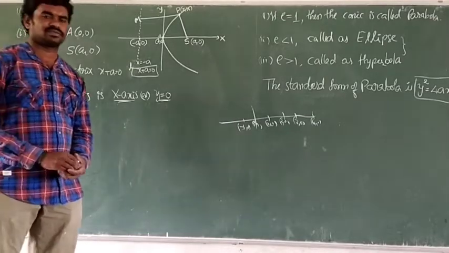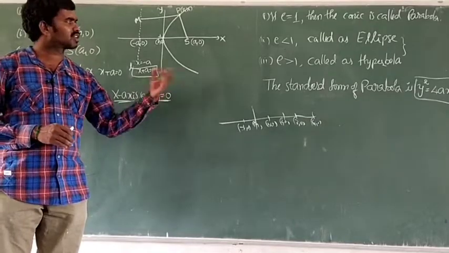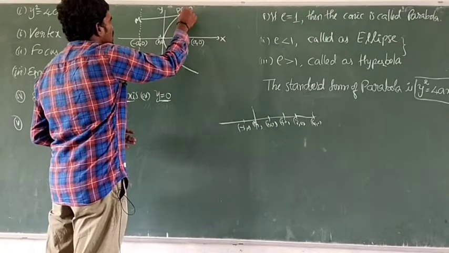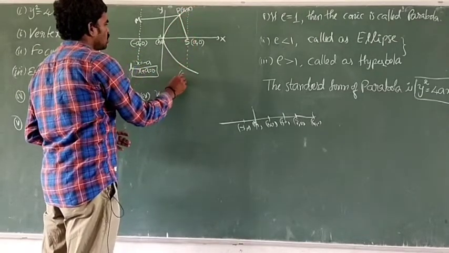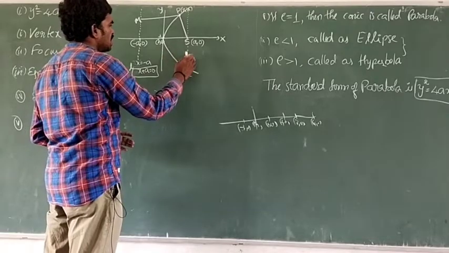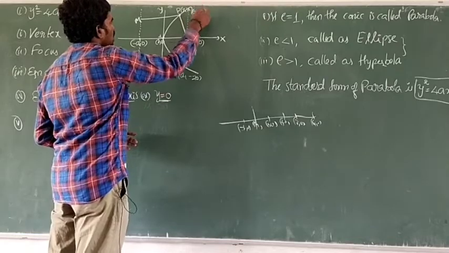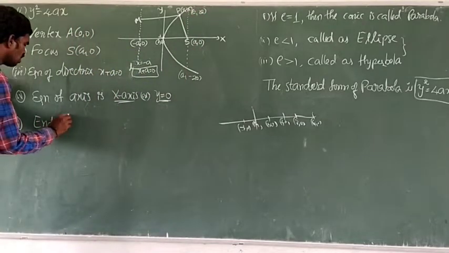Next, latus rectum. We will see what the latus rectum is after these points. Latus rectum is a perpendicular line passing through the focus. It goes from a comma up to here, a comma plus 2a, and down to here, minus 2a. Okay, so these are the end points of the latus rectum.